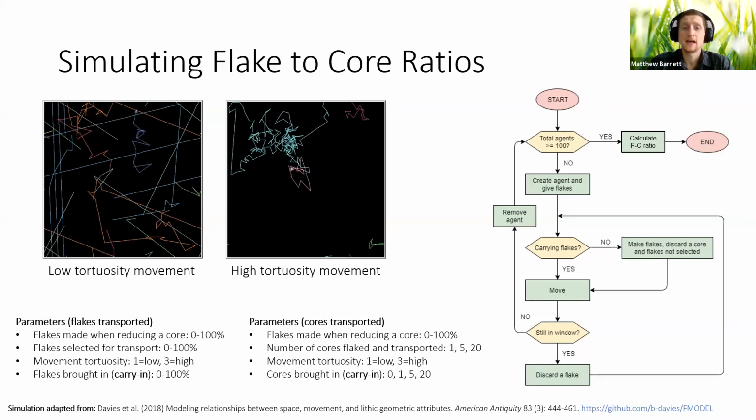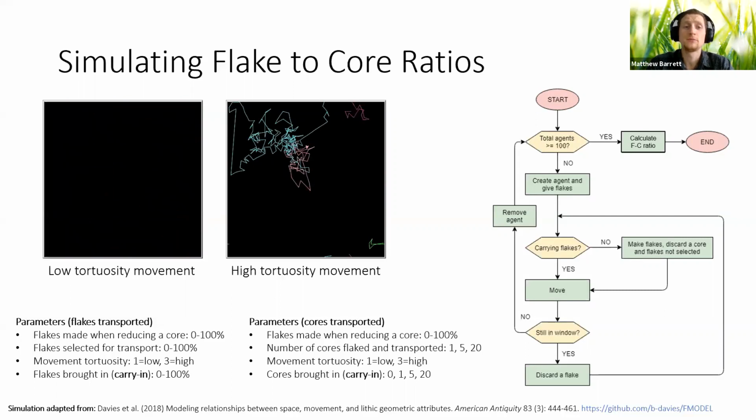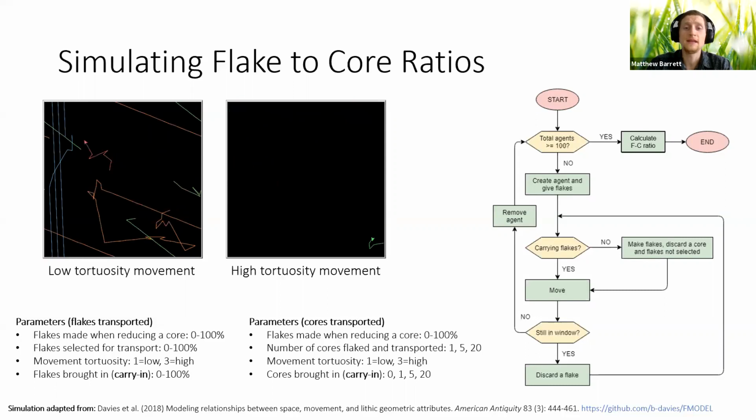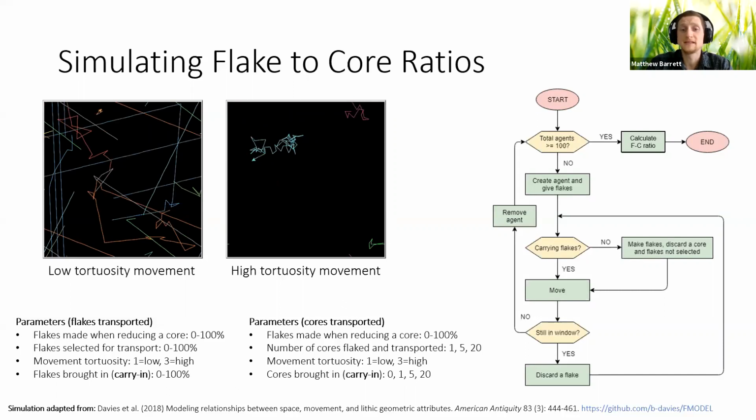Flake and core size are held constant, and a core can produce 20 flakes when fully reduced. The number of flakes produced in a reduction event is controlled by a reduction parameter, and how many are then selected for transport is controlled by a selection parameter. Agents may also enter the window carrying a varying number of flakes or cores.